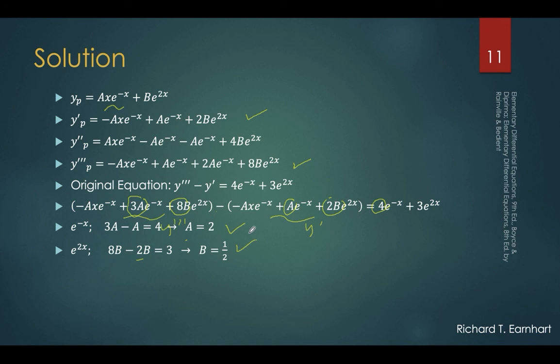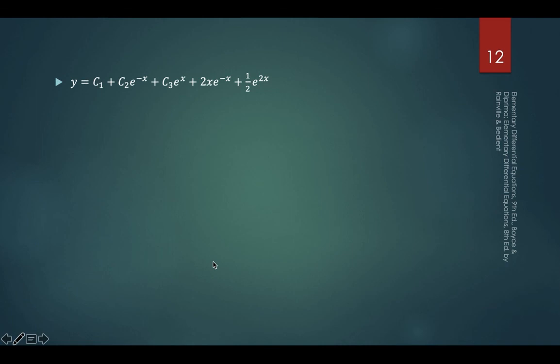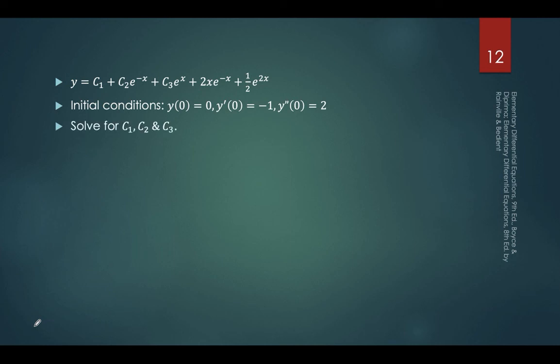So we only have 2 undetermined coefficients. We substitute: your a is 2, your b is positive 1/2. And then we combine y sub p to y sub c from the previous. So that's now your general solution. Now, since the initial conditions are given, we proceed to getting the first derivative, up to the second derivative, so as to solve for C1, C2, and C3.